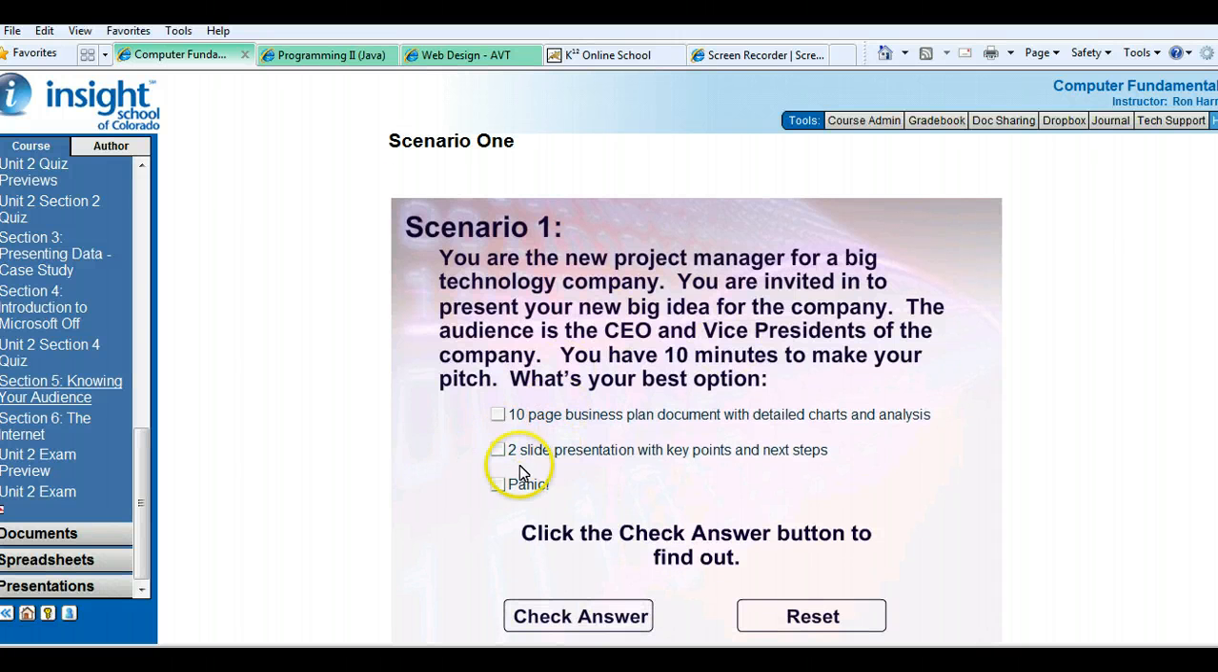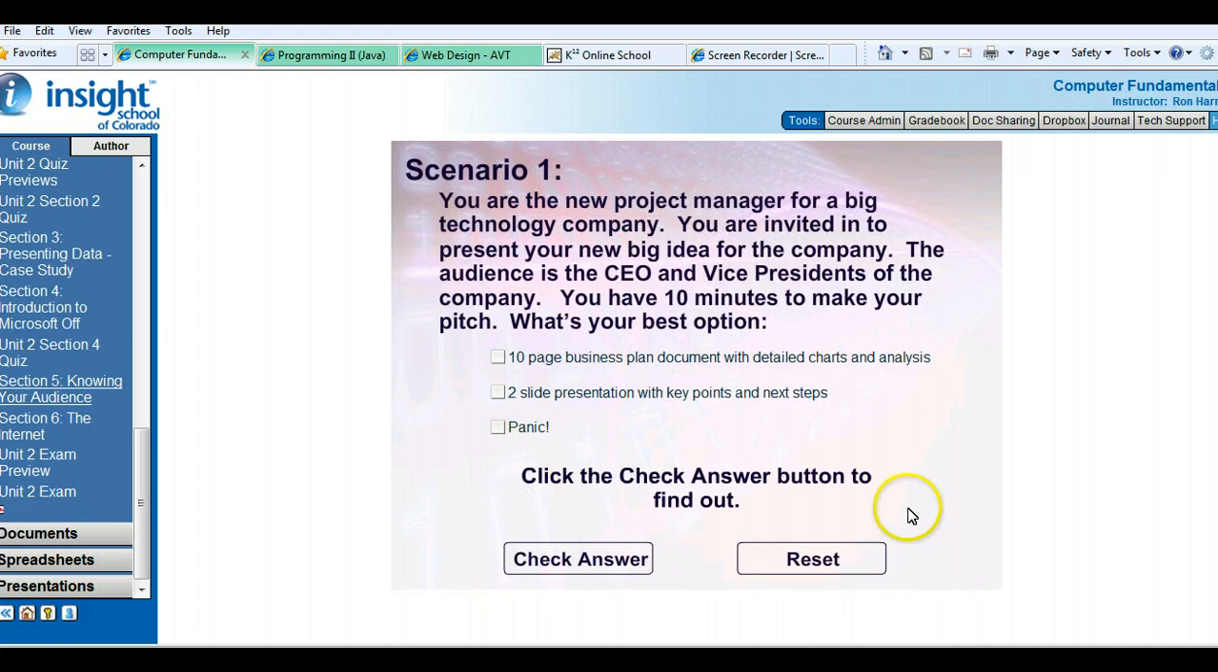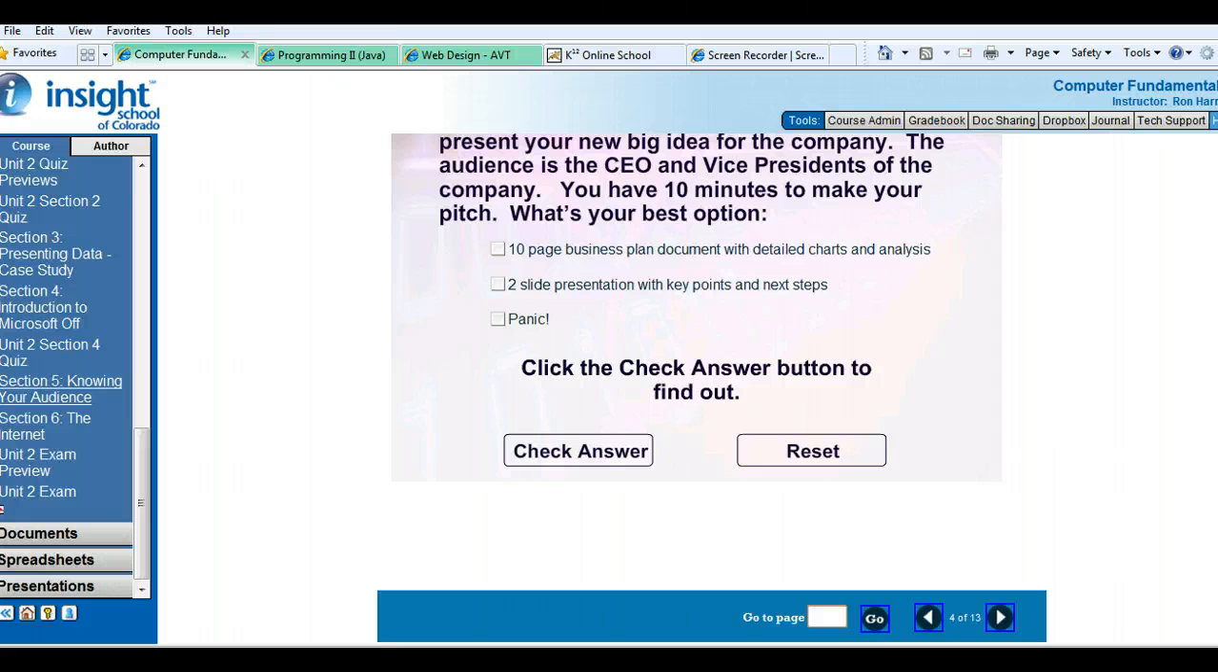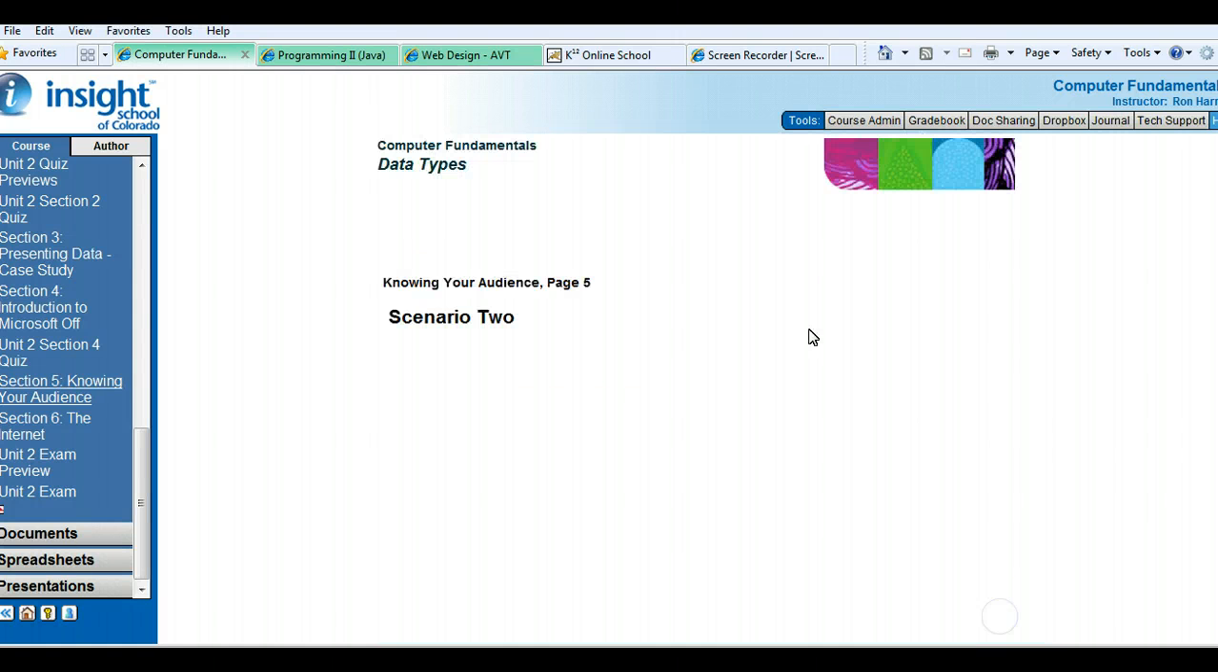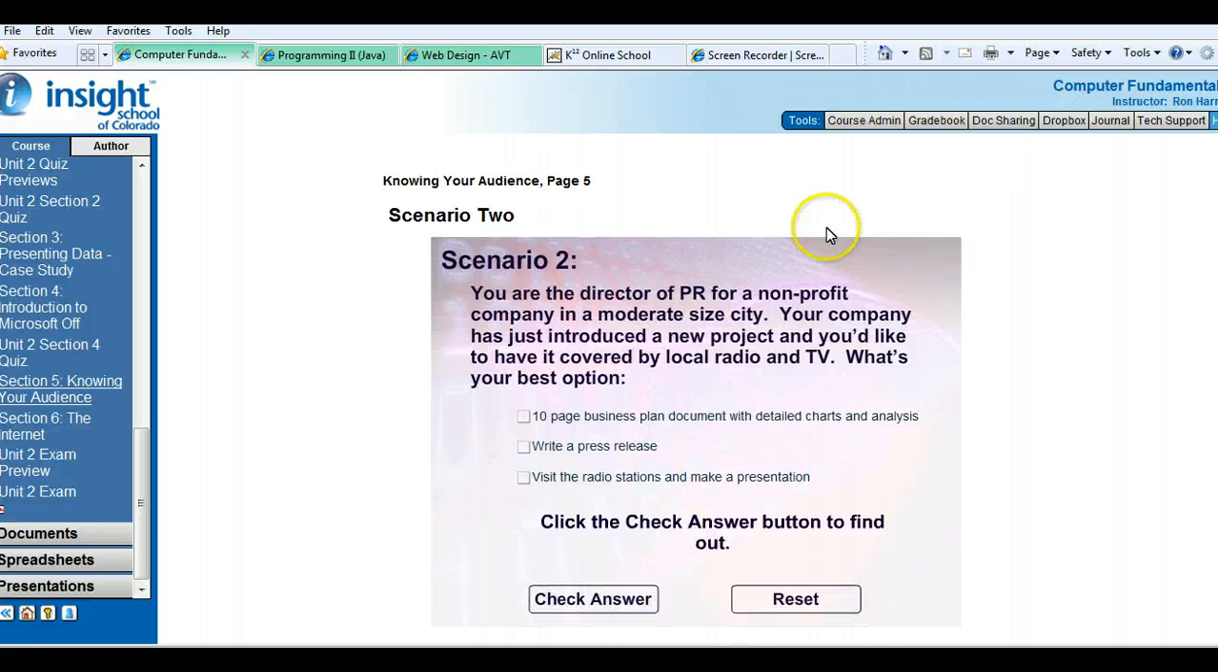We'll go down here and go through these and see if you can get it correct. And hopefully panic's not going to be your best option. So choose one and then check your answers, see if you get it right. I'm not going to show this. I'd like you guys to do it yourself. Here's another scenario. So try that one out. So this is just practice for you.